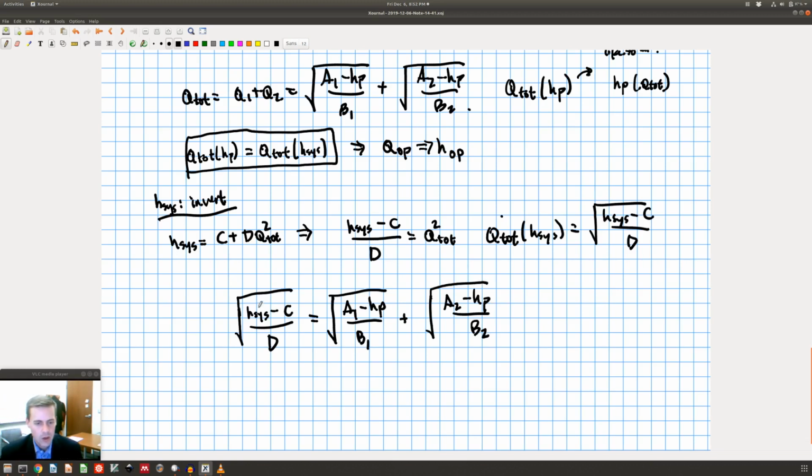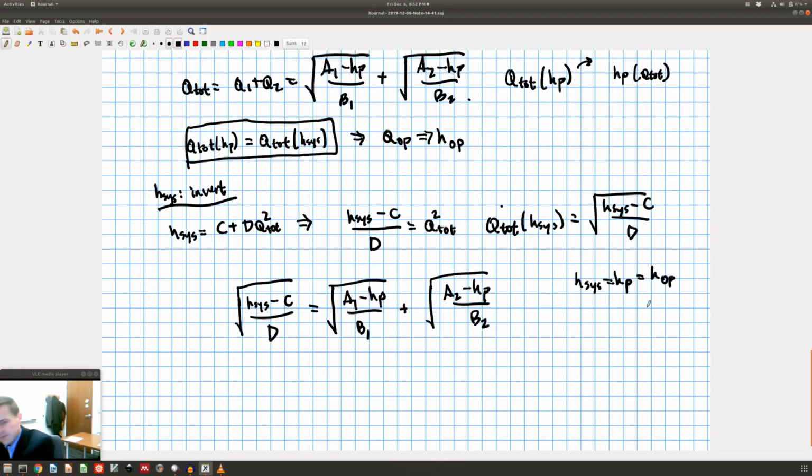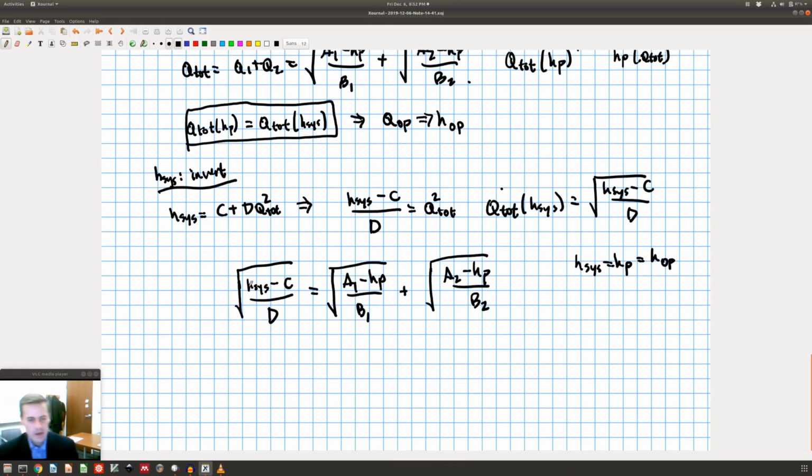Okay, and you say, well, what is this? I have two of these, HSys and HP. But I said that HSys equals HP equals H operating point. Okay, so I just plug that in, and now I need to solve this equation for the operating point. This is hard to do by hand, but I can use Newton's method to solve that. Use the computer to solve this.